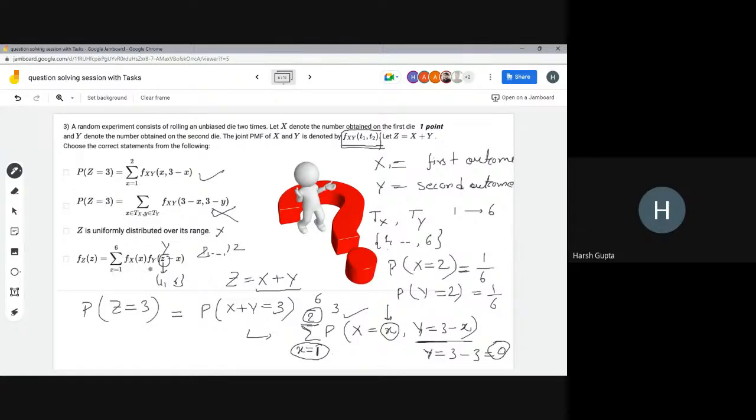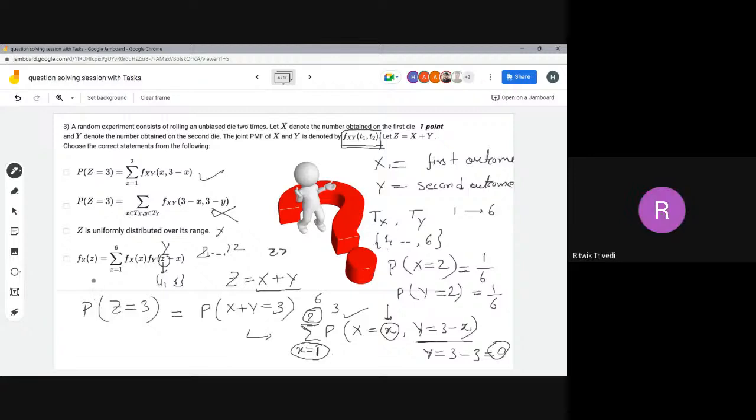Right? So for any value of z, what should be the value of z greater than, for which this option should be correct? Z should be greater than n plus 1, sir. Six. N plus 1? 6.